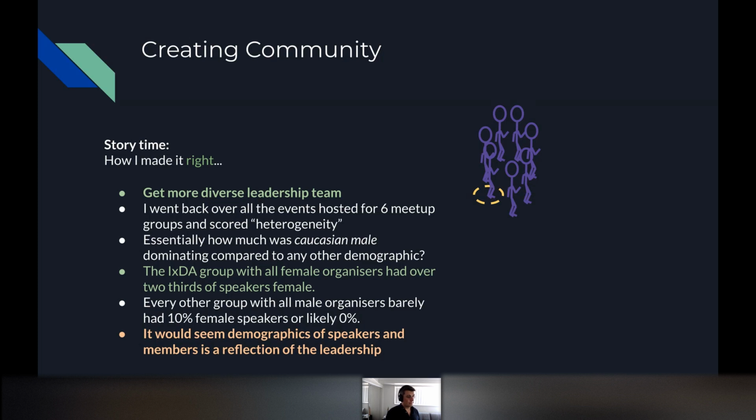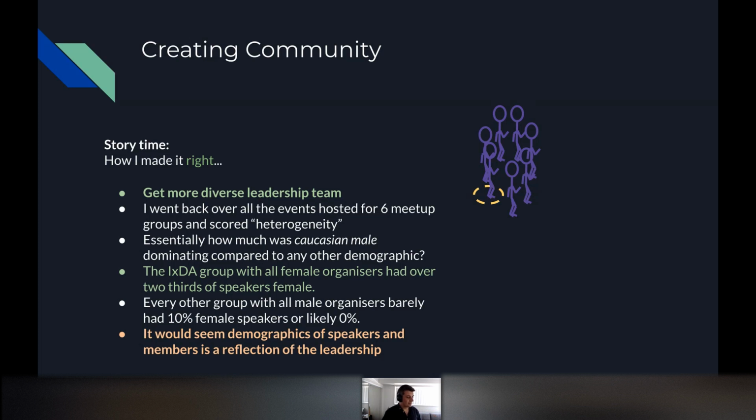There was that one group, IXDA, I didn't really mention them too much at the start, but they're a design, UI, user experience sort of meetup group, all female organizers, and two thirds of the speakers were female. Whereas every other group with male organizers barely had 10%, more often than not it was zero female speakers for an entire year. They had the opposite problem.